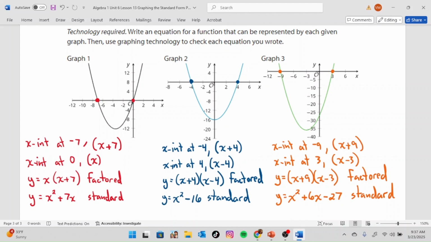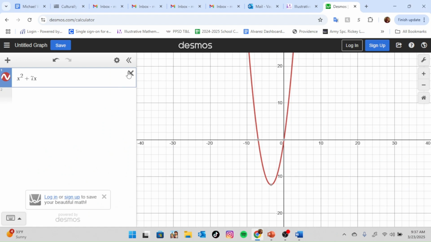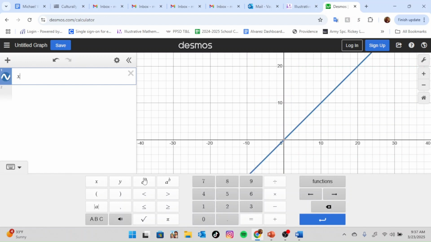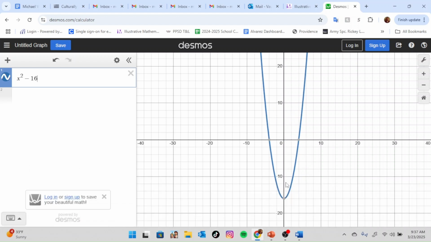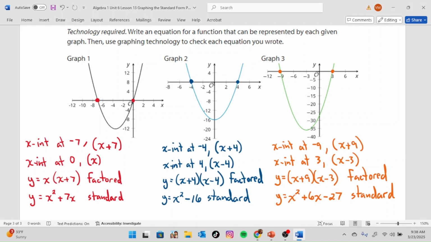The next one we said was x squared minus 16. So x squared minus 16. We have a graph opening upward with a vertex at negative 16 and x-intercepts at 4 and negative 4. And that's exactly what we see in graph 2. So we know that we're correct there.